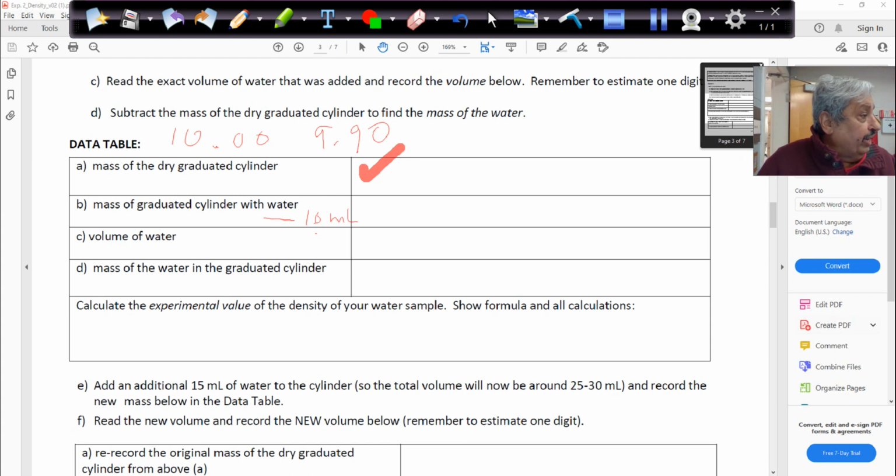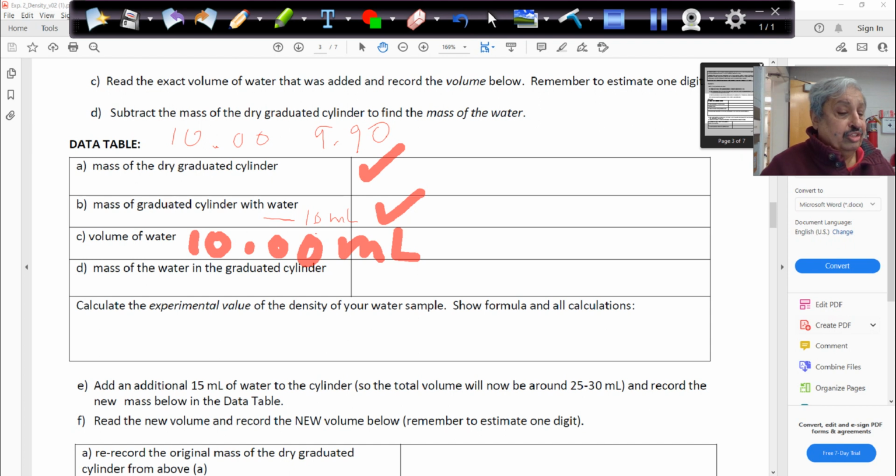So first you weigh it empty, correct? After weighing it empty, you fill it with 10 mL of H2O, correct? Then you go back and reweigh it again. By reweighing, I get the mass filled with 10 mL, correct, guys? Everybody following? The volume you put is 10 mL, 10.00 mL. That's the volume of H2O.